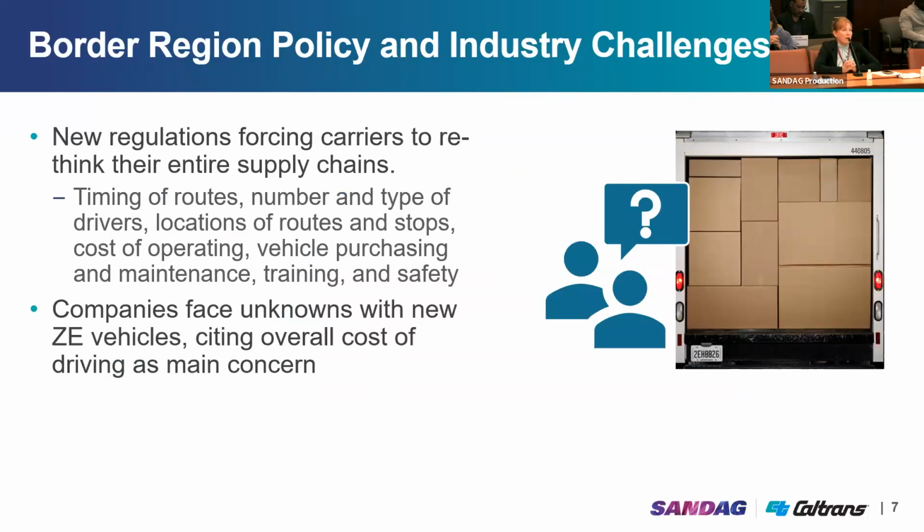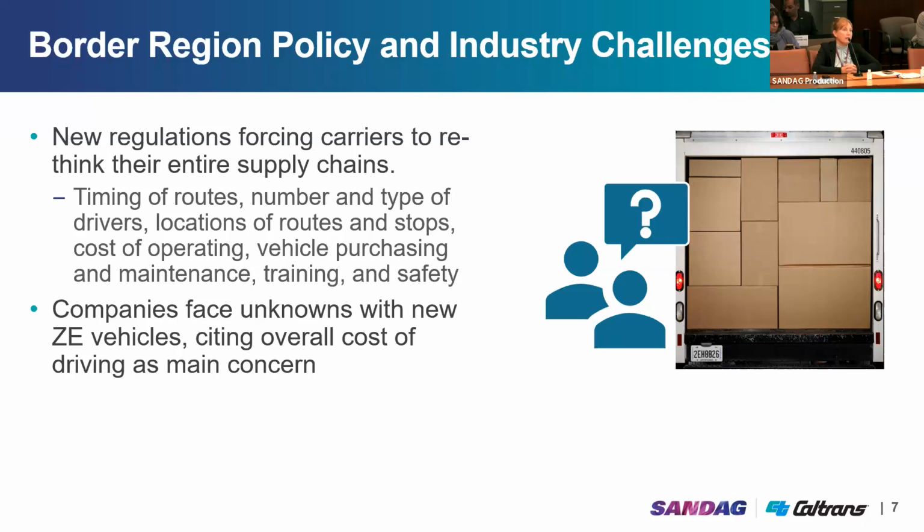So some of what we found upon interviewing freight stakeholders, mostly industry stakeholders, was that the new regulations, particularly the Advanced Clean Fleet rule passed at the state level, is really forcing carriers and shippers to rethink their entire supply chains. And the reason for this is that the timing of routes, the number and type of drivers, the locations of the routes and where they're going to stop, the cost of operating, the cost of purchasing trucks, maintaining those trucks, and having drivers safely operate those trucks needs to be rethought in order to transition to the zero emission trucks.